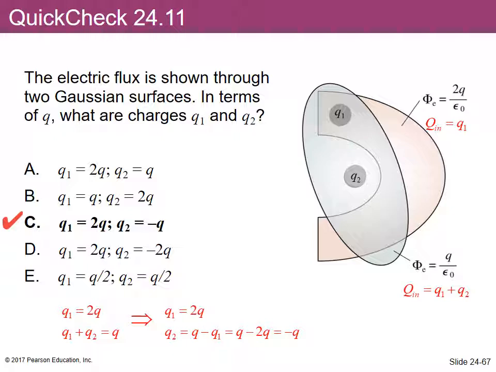This gives us a set of simultaneous equations. Solving the system of equations gives Q1 is equal to 2Q and Q2 is equal to minus Q.